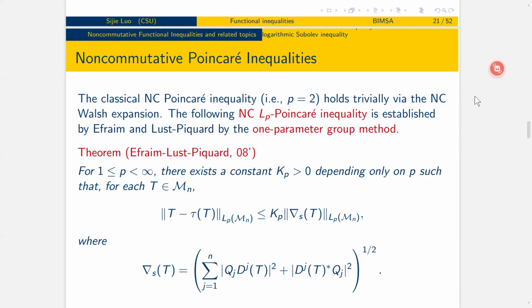This result was first proved by Louis Pica and co-author, and what follows relies on the same group. His proof and their proof rely on the one parameter group S. This is something very like the rotation invariance of the Gaussian measure. So you can use the one parameter group's mass to prove the following LP Poincare properties.